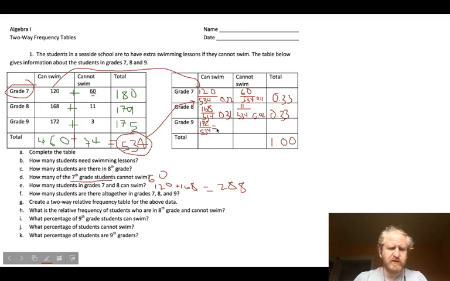And then fractions are just division things waiting to happen. 0.32. Now look, we can add up all of these right down the bottom.